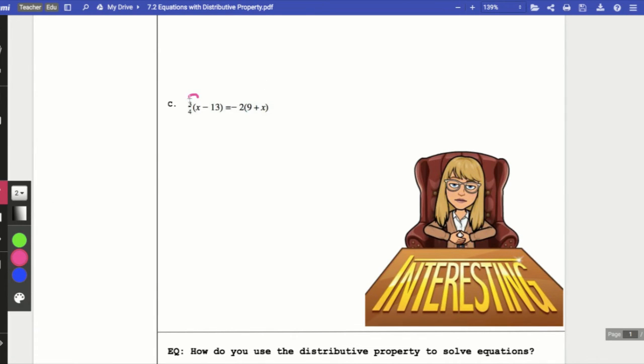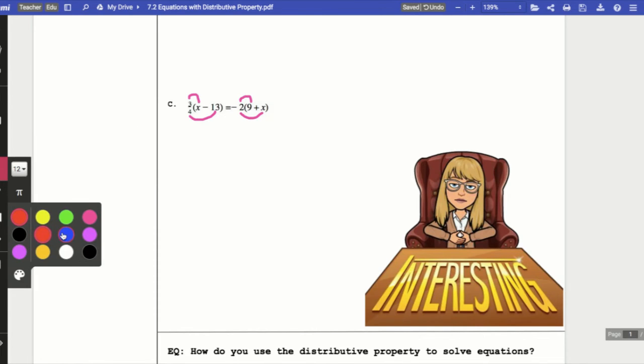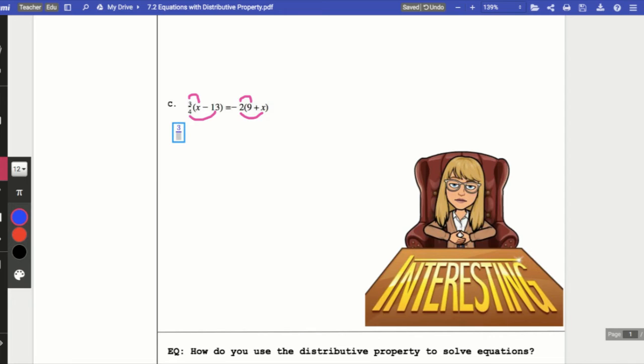Let's multiply 3/4 to x, and 3/4 to negative 13, and then negative 2 to 9, and to x. So with a fraction one, I am going to break that down, just because I know we're still struggling with fractions a little bit. So when I do the fraction, I'm going to have 3 times x over 4, and then minus 3 times 13 over 4.